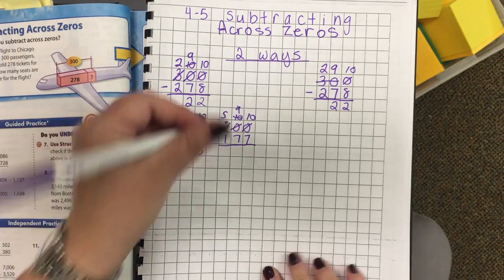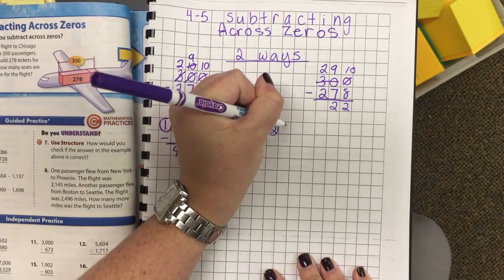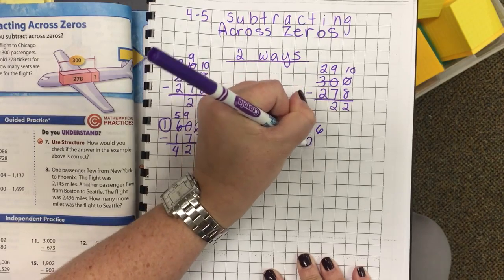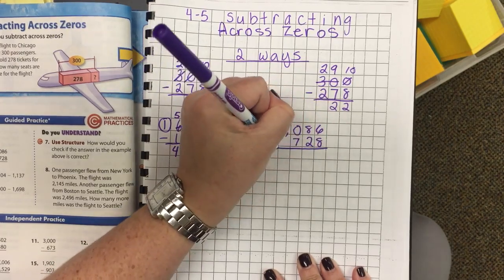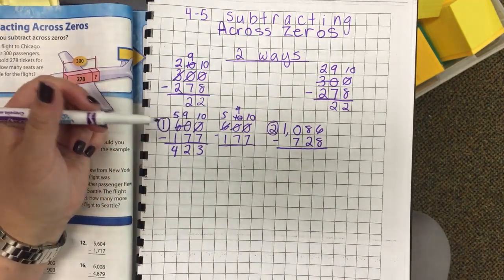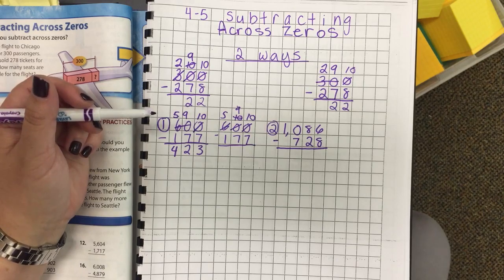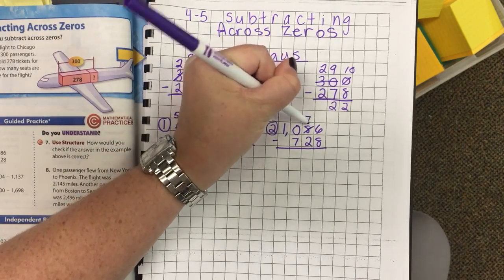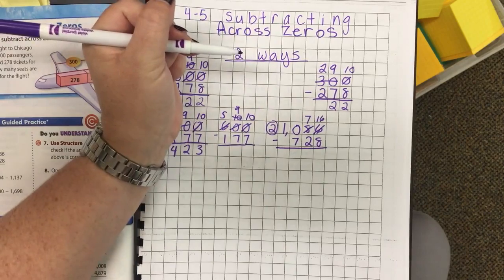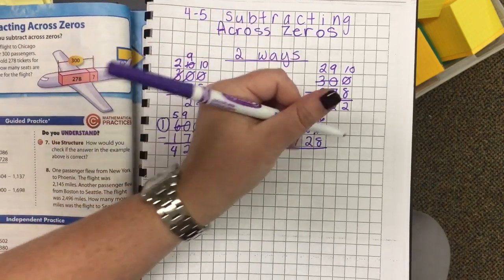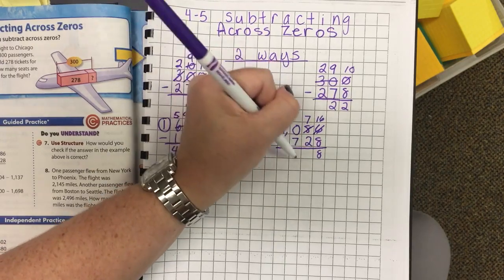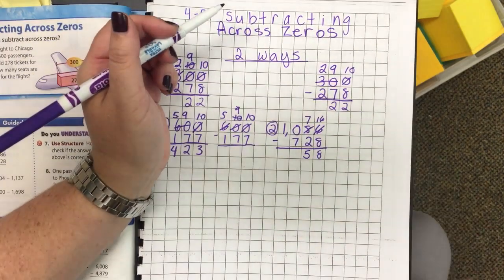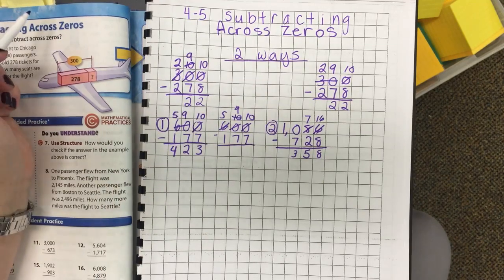Let's do number 2. 1086 minus 728. Okay, well, do I have to go across zeros right now? No, this is just a normal subtraction. So, okay, 6 minus 8, can I do it? No. So I got to take this 8, make it a 7. Take this 6, make it a 16. I know my doubles facts, so 16 minus 8 is 8. 7, I can do that. 7 minus 2 is? 5. And now, 10 minus 7? 3. There we go, 358.